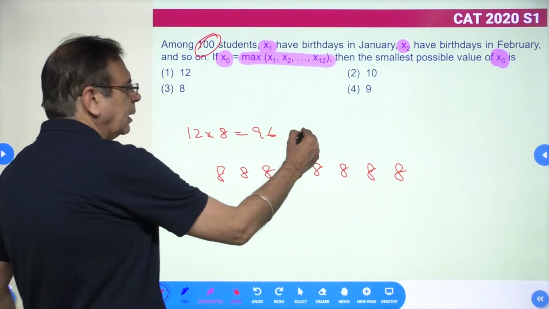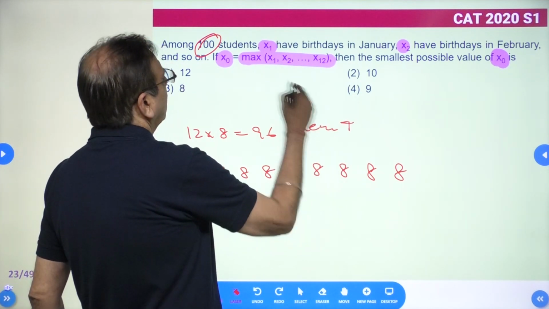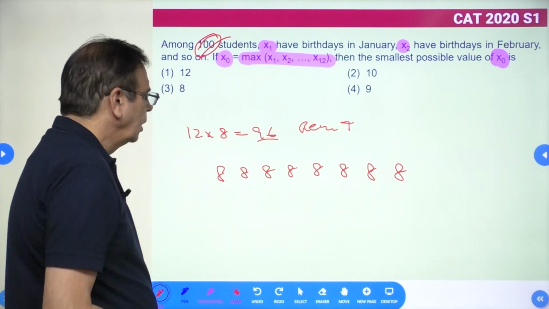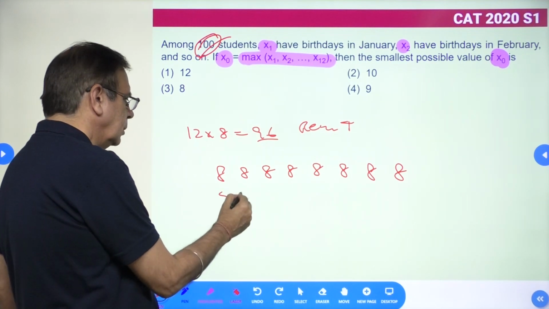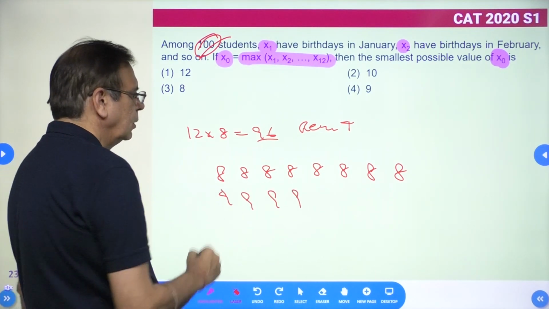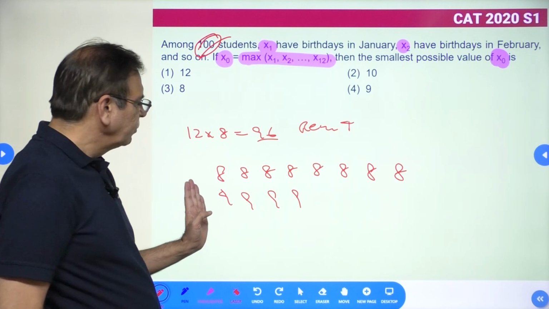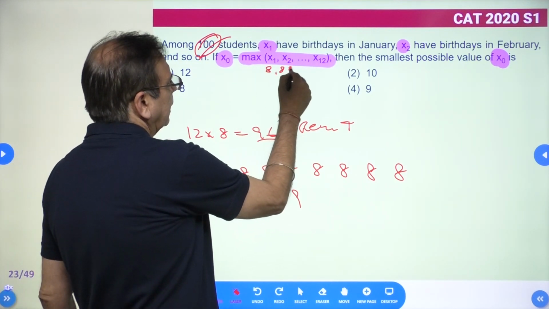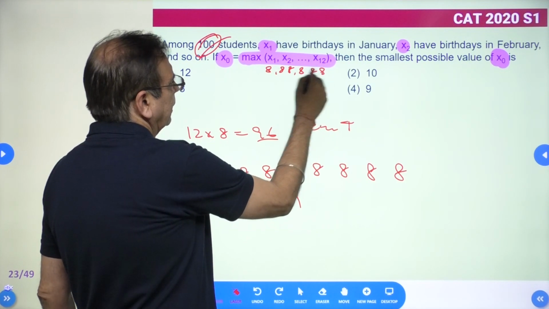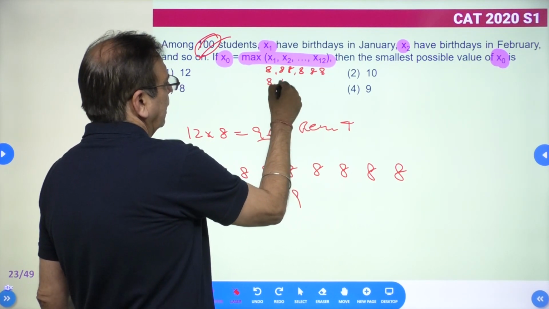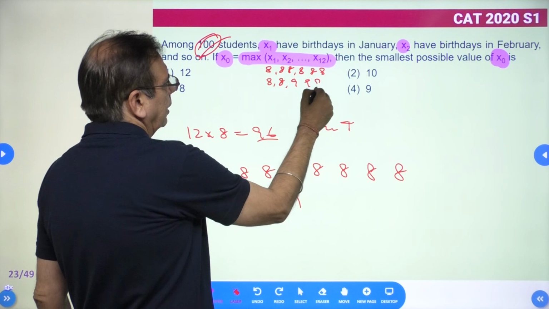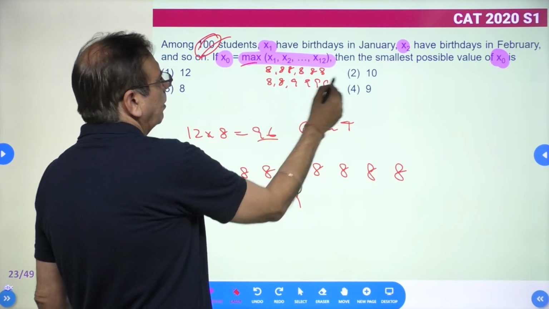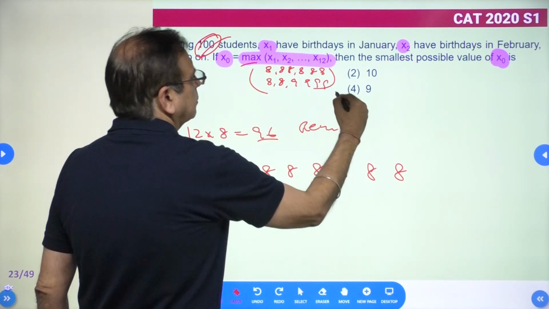Now, I have a remainder of 4 because 96 are accounted for. Remaining 4 months, 9. So 8 months of 8, 4 months of 9. So what does this mean? 8, 8, 8, 8, 8, 8, 8, 8, that is 1 to 8, and then 9, 9, 9, 9. So the maximum of all these will be 9.